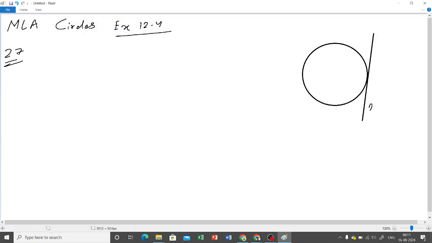Yes, sir. And this is 2x minus 3y plus 1 equals to 0, and this point is 1 comma 1. Okay, and this is the center, and this is the radius, which is root 13. Okay, now I don't know what the center is, right? So I'm taking it as a comma b.